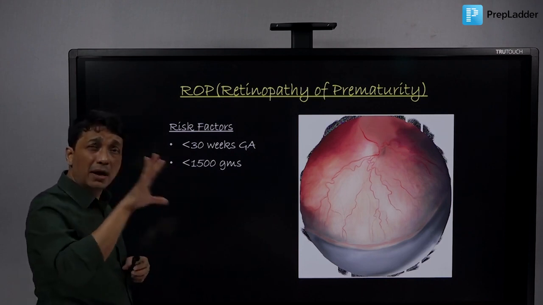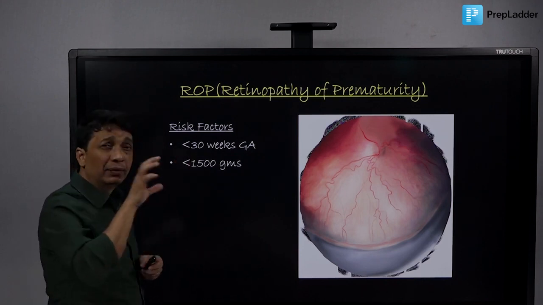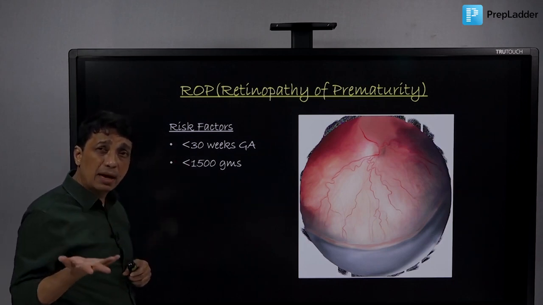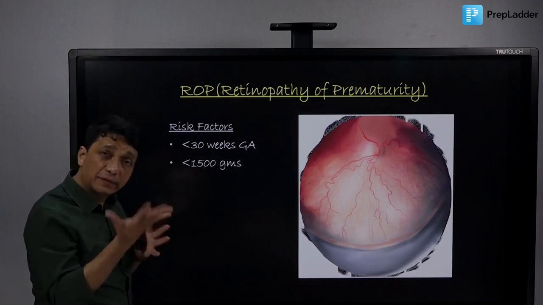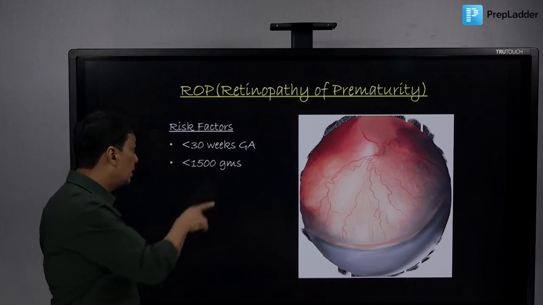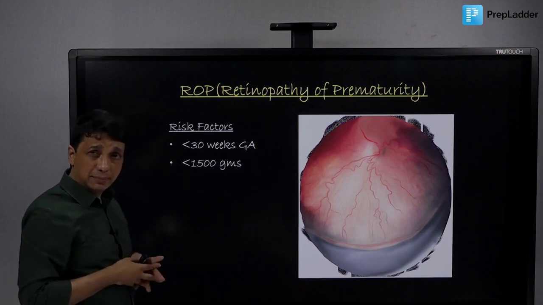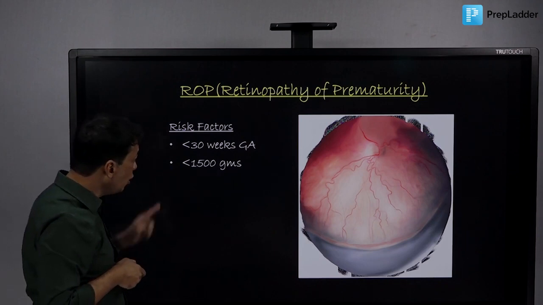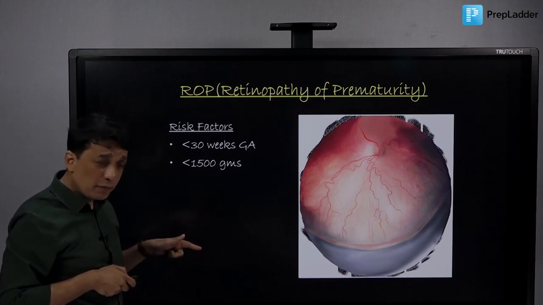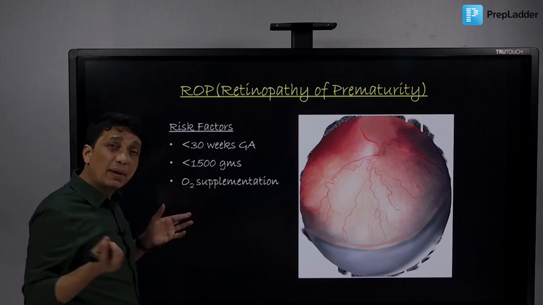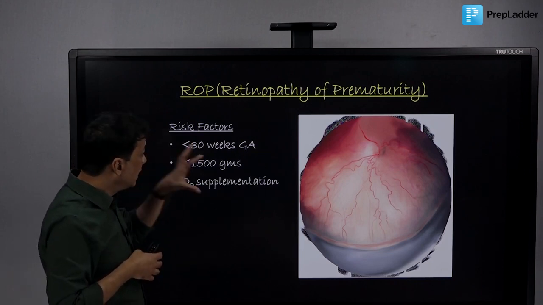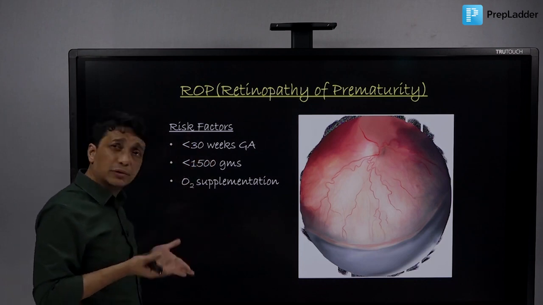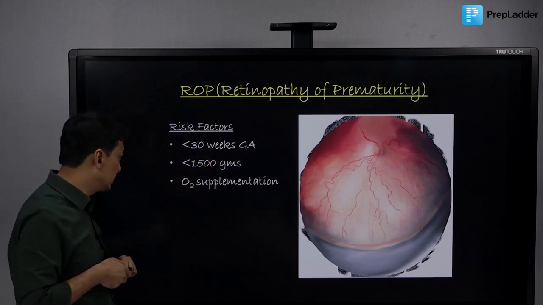You all remember that in our country, which is India, the average birth weight of a child is 2.8 kgs or 2800 grams. This poor fellow is almost half the weight of an average child, which is less than 1500 grams. Okay, so these are very serious figures. You have to memorize them. On top of that, he is unfortunate enough, on top of that, he has to be given supplemental oxygen. These three factors are the major risk factors of ROP. There are others also, but these are the ones that we want you to memorize.